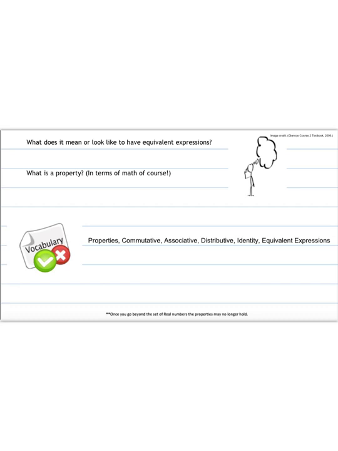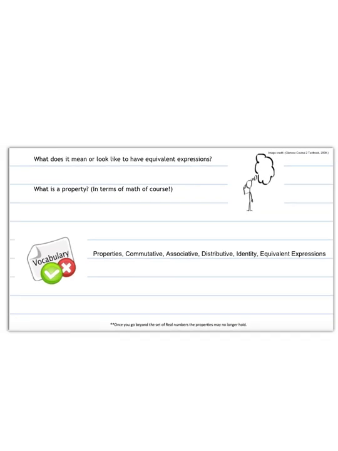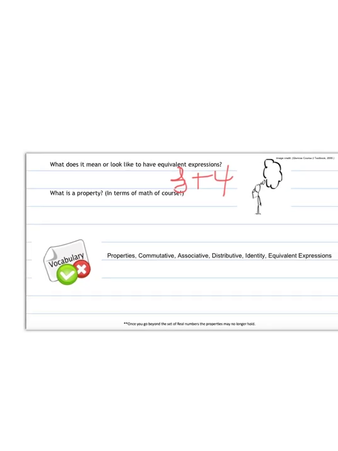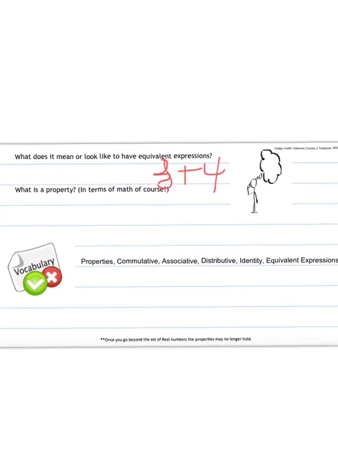All right, some questions that I want us to think about before we begin here are, what does it mean or look like to have equivalent expressions? So this is two expressions, okay? Expressions are things like 3 plus 4, okay, and equivalent means equal. So in this case, we would be looking at what is another expression that also equals the same thing as 3 plus 4? Well, 3 plus 4 equals 7, so we could also say 6 plus 1. Those are equivalent. They have the same answer to them.